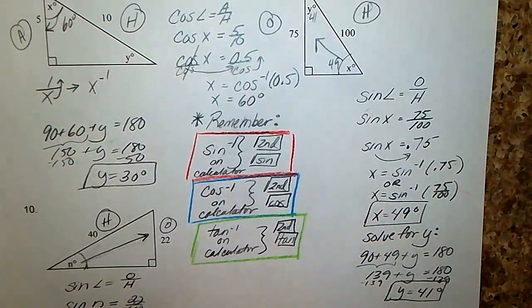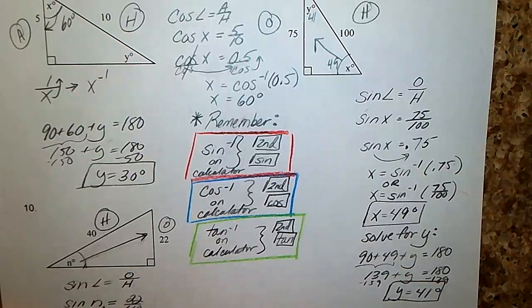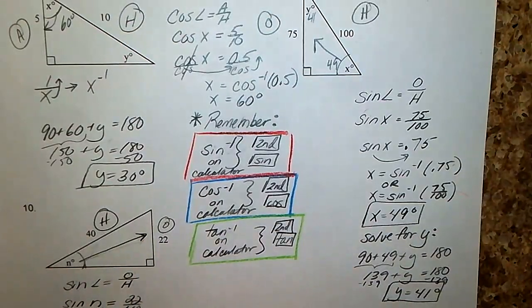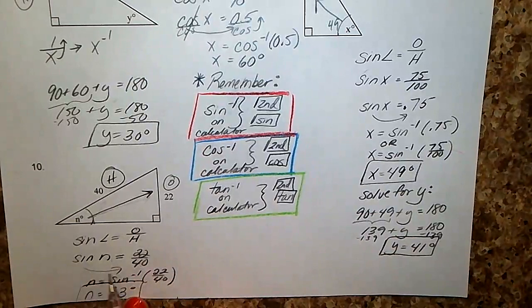Okay, one more problem, pretty straightforward. In this case, we have an opposite and we have a hypotenuse there. So opposite hypotenuse, remember, is sine. So that's going to be the sine of the angle is equal to opposite over hypotenuse, sine of n. N is our angle, equals 22 opposite over 40 hypotenuse. We got to bring that sine over because we're looking for an angle measure now. And that is going to be sine to the -1 of that 22 over 40. We're moving the sine over, that becomes sine to the -1 of that number, and we can put that right into our calculator the way that it is there, and we will get 33 degrees.